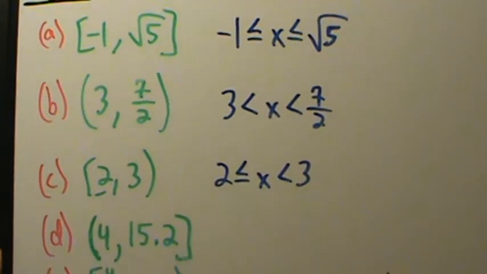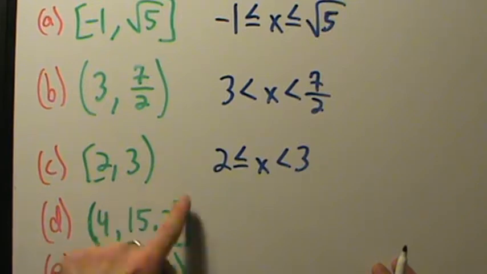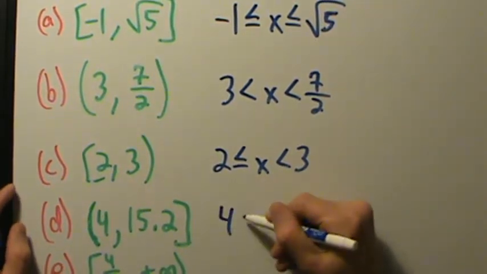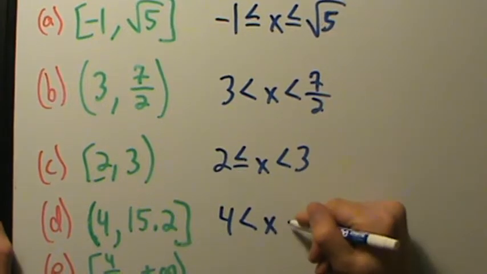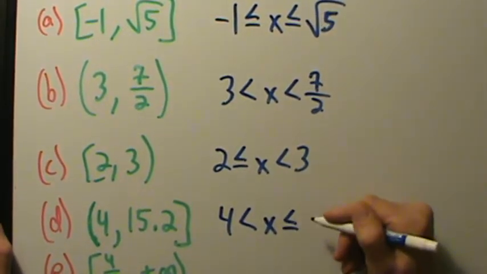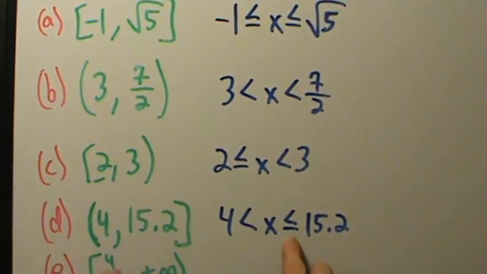Okay. How about over here? 4 comma 15.2, round parenthesis here, square bracket here. So this is a 4 strict inequality because of the round parenthesis, and then x, and then less than or equal to 15.2. Okay. So less than or equal to because we have a square bracket here. So strict inequality corresponds to the round parenthesis, and less than or equal to corresponds to this square bracket here.